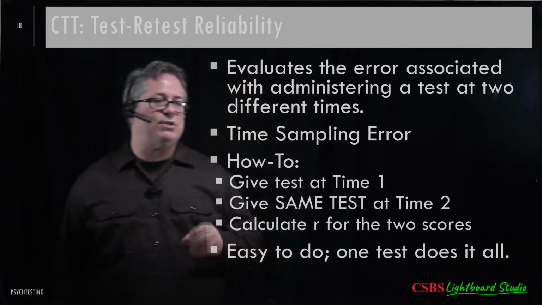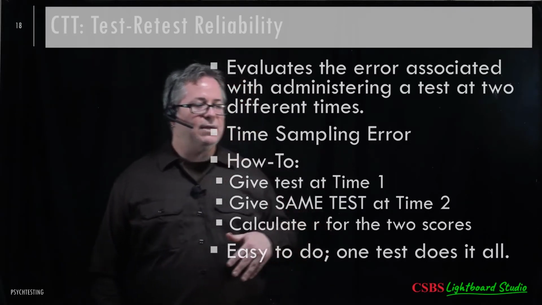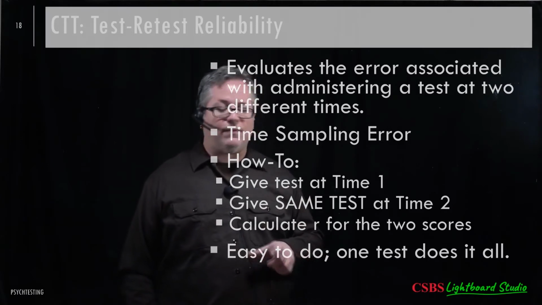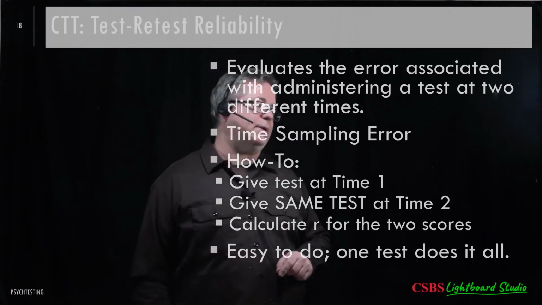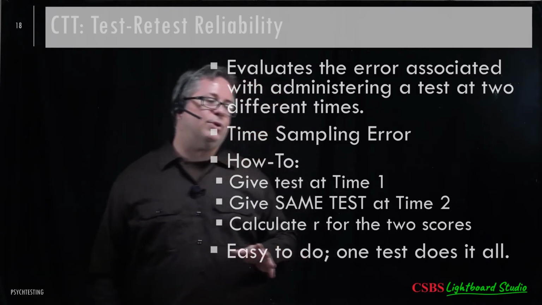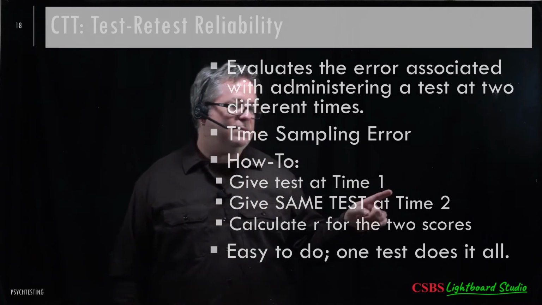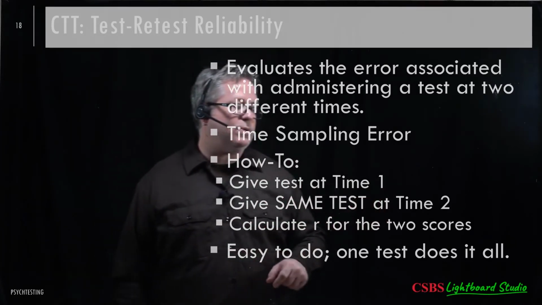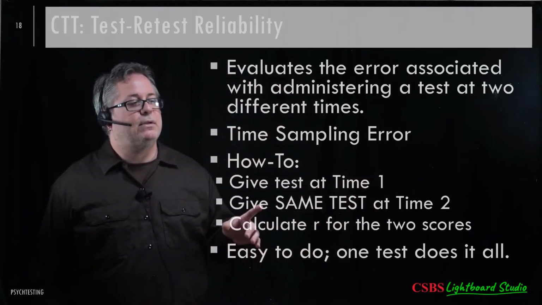So we're trying to identify the sort of time sampling error that gets built into the test by having the test being taken multiple times and then trying to identify the consistent components of the test-retest items. It's pretty simple to do, at least theoretically. Give a test at time 1, give the same test at time 2, calculate the correlation for the two scores, and voila, you've got the reliability. That's it. Easy to do.